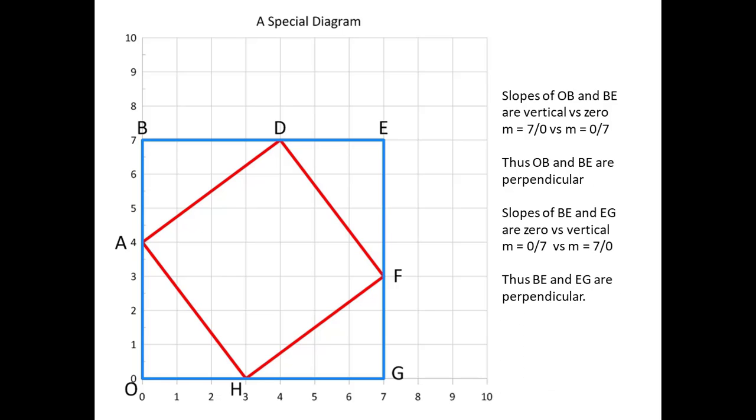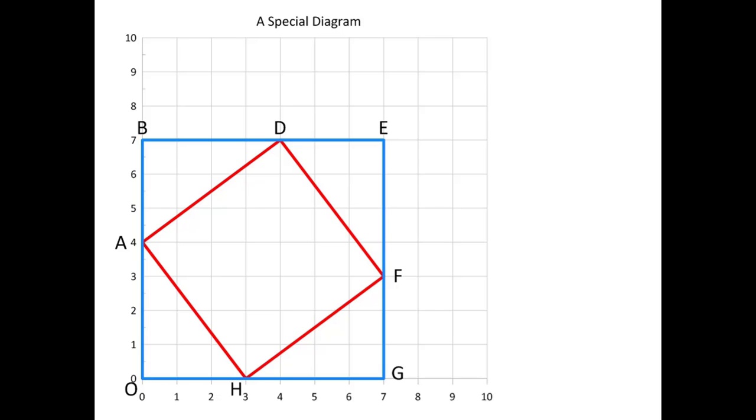And similarly for the slopes of BE and EG, BE is 0, and it's against the vertical slope for EG, so we know that BE and EG are perpendicular. So now we know that the blue quadrilateral is not only a parallelogram, it's a rectangle. We move on from there to further classify this beast.